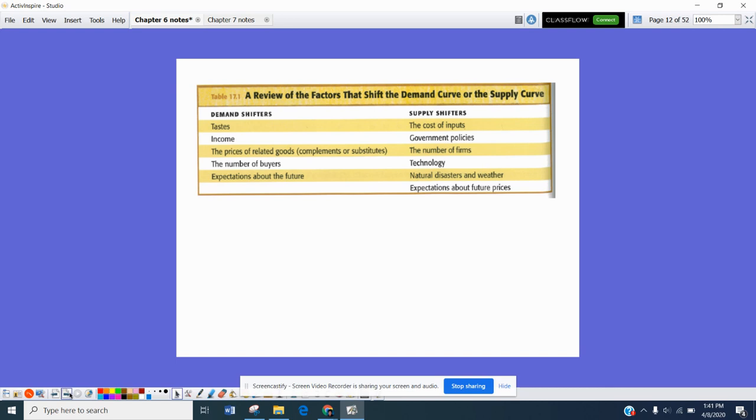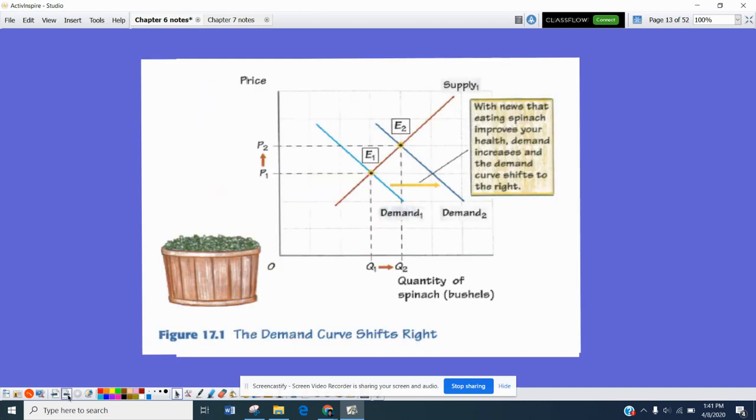Your supply, as far as some things that can move that, it could be the cost of the inputs. That's the amount of money it's going to cost to produce a certain product. Government policies, the number of firms that are out there in the marketplace, the technology issues, natural disasters and weather, and any expectations about future prices. All of that can swing a demand curve one way or another.